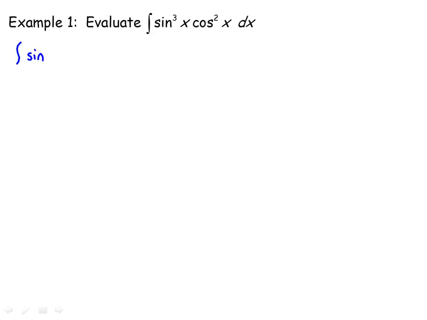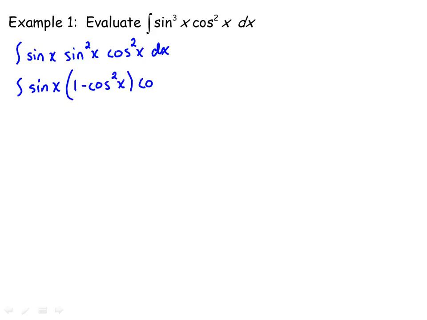I'm going to pull a sine out, and I'm going to multiply it times sine squared, and then of course cosine squared is going to stay as is. What's the next step? Make your substitution. So you're going to have sine x. This is the one I'm going to substitute in for. Notice I did not substitute in for both of them. Sometimes it may be necessary, sometimes it's not. This one is not necessary.